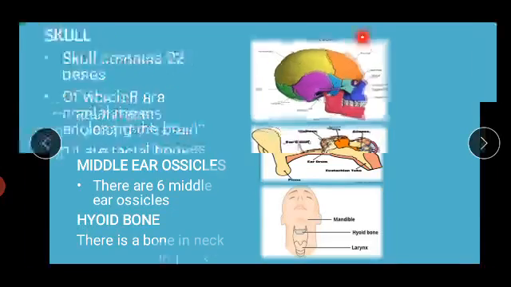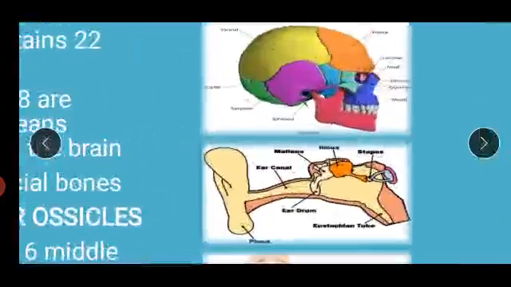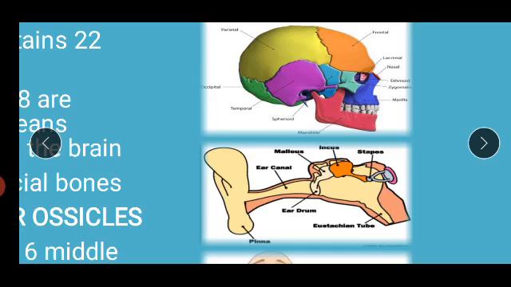You can see from this picture, I will zoom it for your better understanding. For example, this is the frontal, parietal, occipital, and temporal. These are the 4 bones, and this picture shows one side of your face, and the other side also contains these bones.